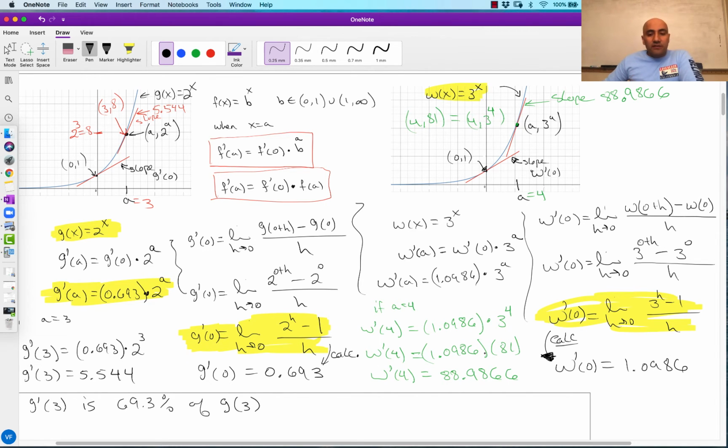some percentage of it. So another way to look at this one is to say that g prime of 4 is 109.86% of w at 4. Figure out the actual output of our function at 4 and multiply times this percentage. Okay, so that's going to be the general rule that exists for any function that fits the form b to the x.